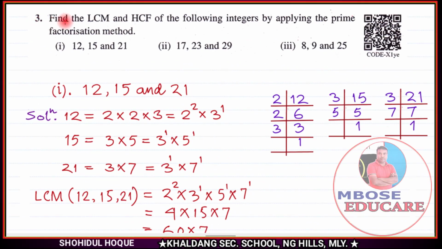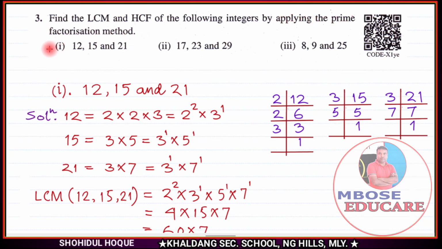This is question number 3. It says, find the LCM and HCF of the following integers by applying the prime factorization method. There are 3 parts, number 1, 2 and 3. Here some integers are given. We have to find the LCM and HCF of these integers using a special method called the prime factorization method.